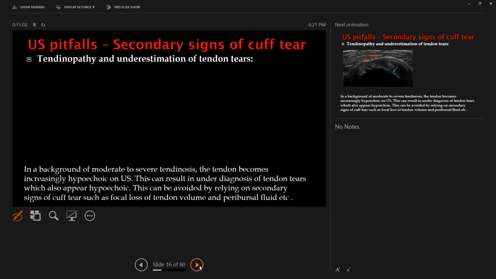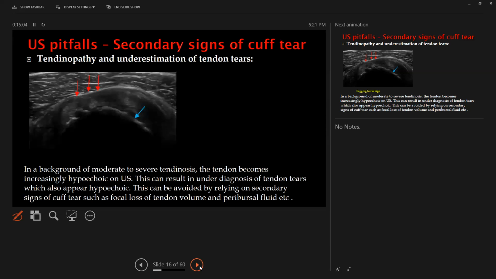So there are a couple of secondary signs of a cuff tear, one of which is sagging of the bursa. You can see this is a nice and concave bursal surface, and then there is a little sag in the bursa. So there is some volume loss in the tendon. This is a subtle sign saying that there is volume loss in the bulk of the tendon. Some of the fibers are missing. So when you see this bursal sagging sign, then you should look more closely for a partial thickness tear, or sometimes a full thickness tear.